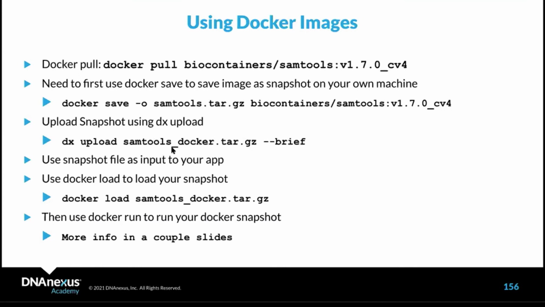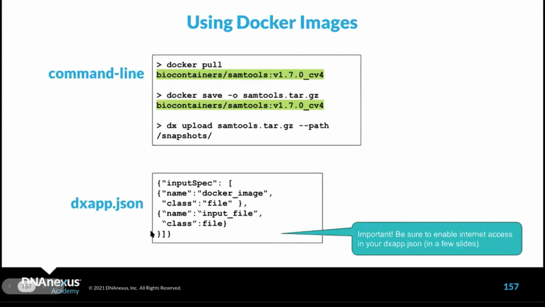This should be samtools.tar.gz. We'll fix that when the slides go out. That will upload it into your project, and when you're building your app, you want to have the snapshot as your input. In your script, you can use docker load. There needs to be a little redirect arrow here. We'll fix that. Then you can use docker run to run your Docker snapshot. So this is the basic idea.